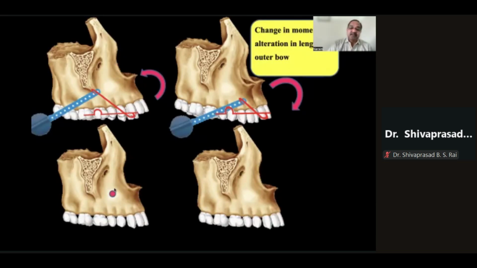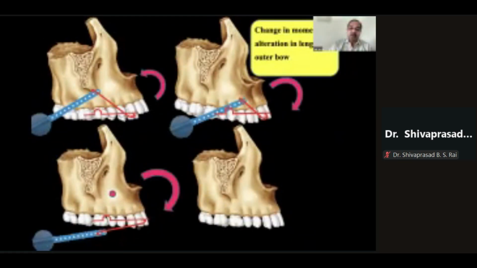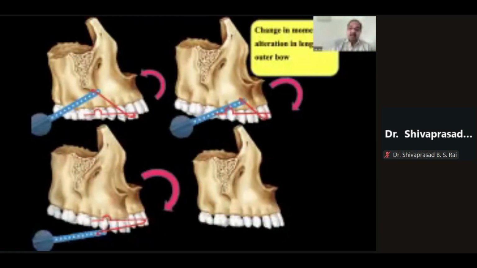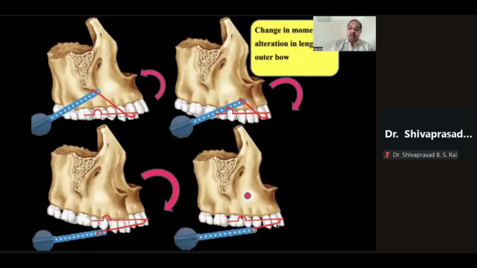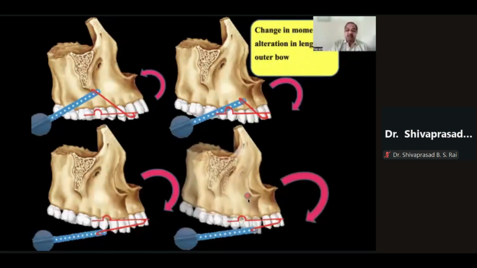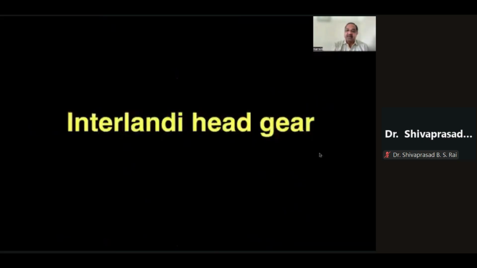If you look at the third situation, I've taken the outer bow below the occlusal plane. It is long here. You're getting a clockwise moment. In the fourth situation, I'm placing a short outer bow, and so I'm getting a larger moment because the distance to the center of resistance is still more. So in this situation, I've altered the length of the bow by keeping it below the occlusal plane. In these two situations, the moments are differing.